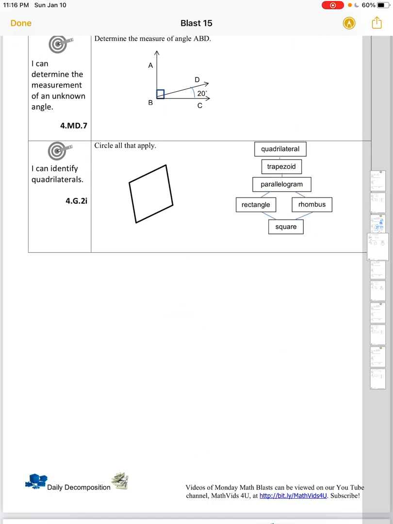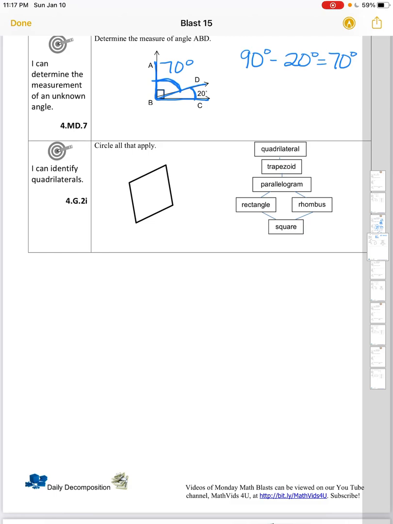I can determine the measurement of an unknown angle. Determine the measure of angle ABD. So I'm going to note here I have ABD. We're trying to find this part right here. Now I see that ABC, the whole thing here, is 90 degrees. So I know that I'm going to take that 90 degrees, the whole ABC, and I'm going to subtract 20 degrees because this part is already given. That would tell me what's left for ABD. So angle ABD is 70 degrees.